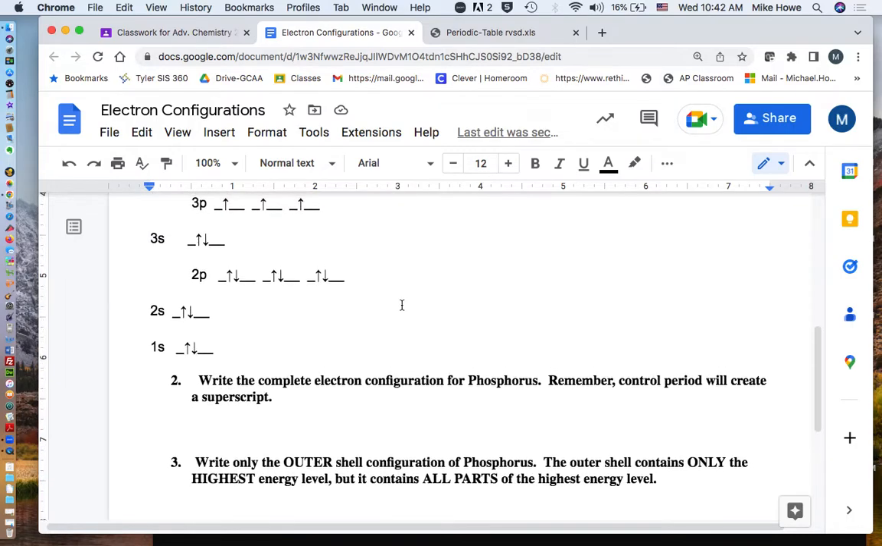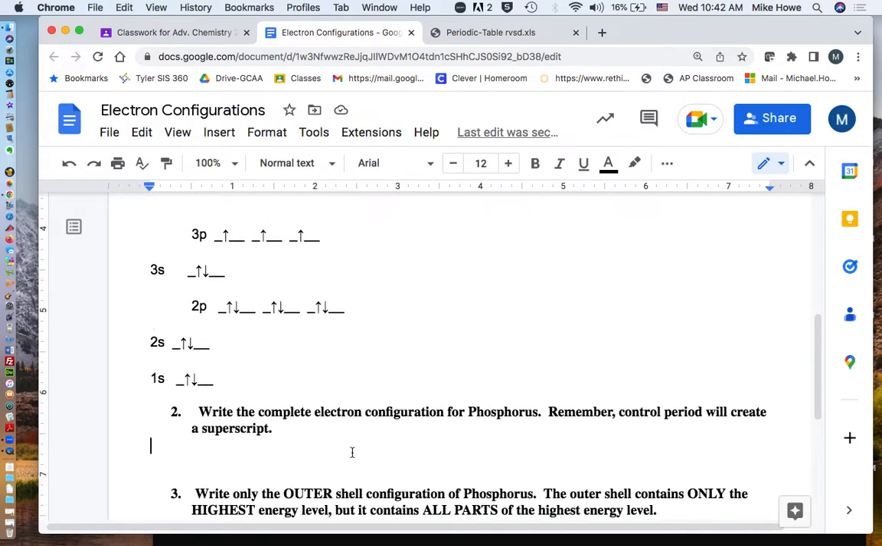Now we're going to write the complete electron configuration for phosphorus. So what I'm going to do is write it out and then make it look good. So 1s has 2 electrons in it. You can see right here, the 2s has 2 electrons in it. The 2p has 6 electrons. See, 2, 4, 6. The 3s has 2 and the 3p has 3. So a 3s with 2 and a 3p with 3.